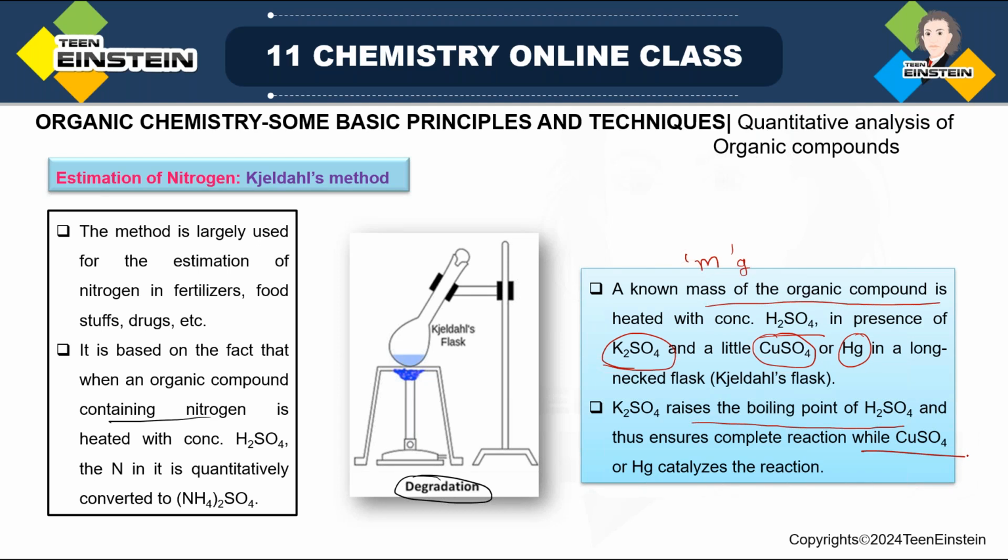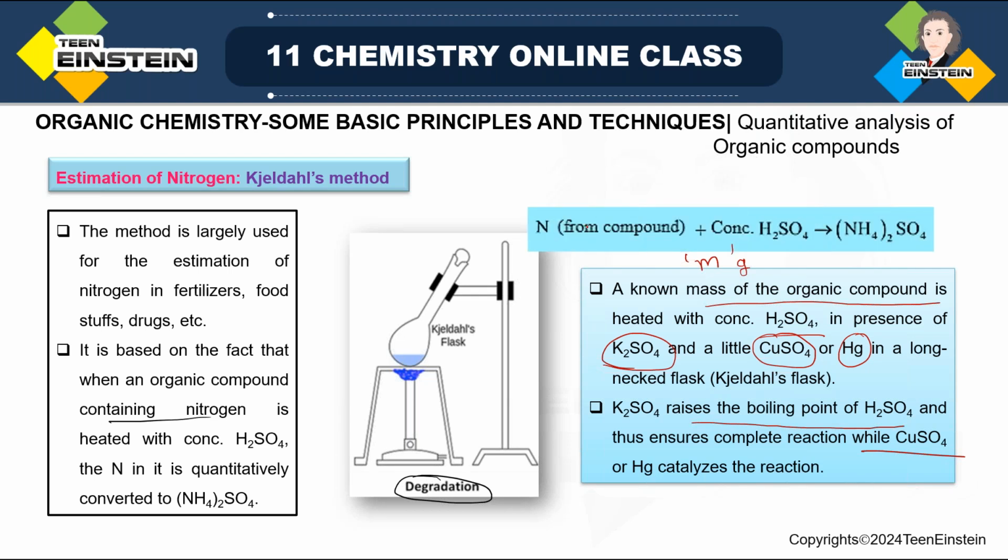And why are we using CuSO4 or Hg? Because it acts as a catalyst. So this is the reaction. Nitrogen which is coming from the organic compound, we are getting this nitrogen in the form of (NH4)2SO4. Now one thing you have to be sure, suppose you have x moles of ammonium sulfate, so the corresponding number of moles of nitrogen will be double because the formula is (NH4)2. So all this will be required in the final step, not now.